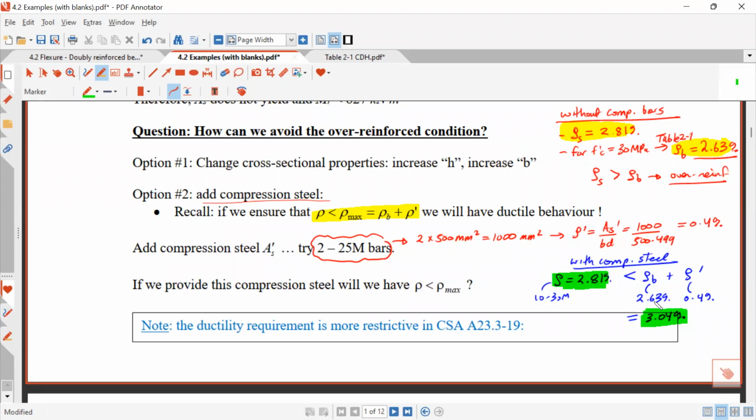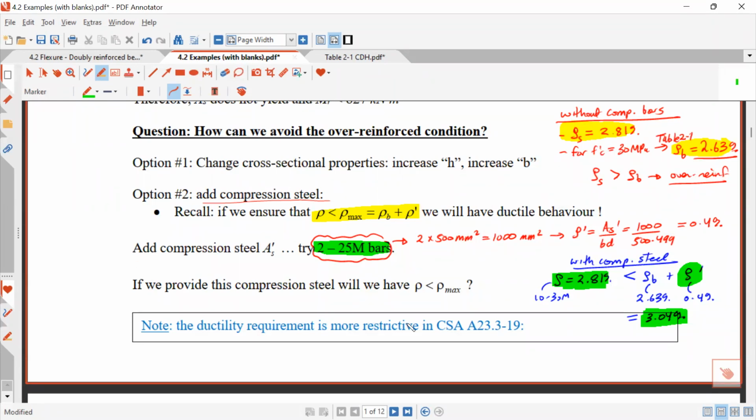Everybody understood, right? So I want to add an amount of compression steel here to make sure I have this condition here, right? Rho is smaller than rho balance plus rho prime. So I'm going to add rho prime until I reach that situation. Okay, so that's how I figured out here to add 225M bars to get past this 2.81%.